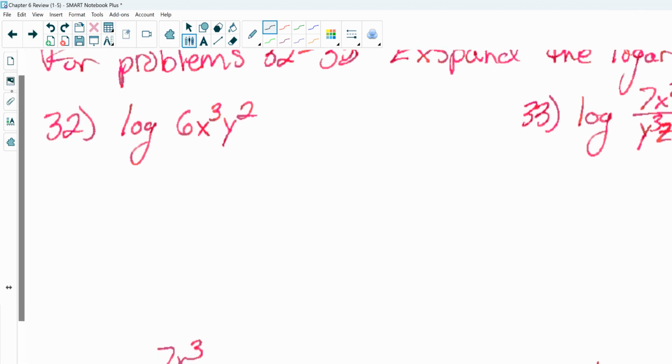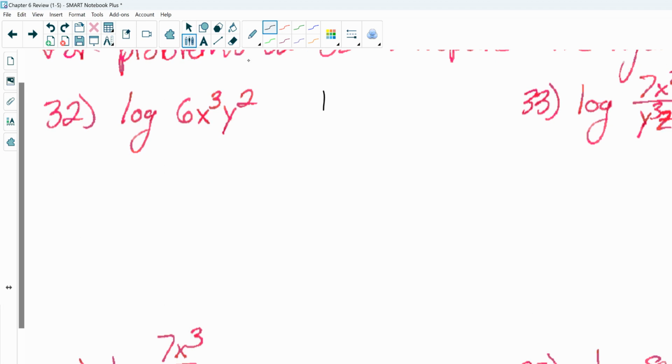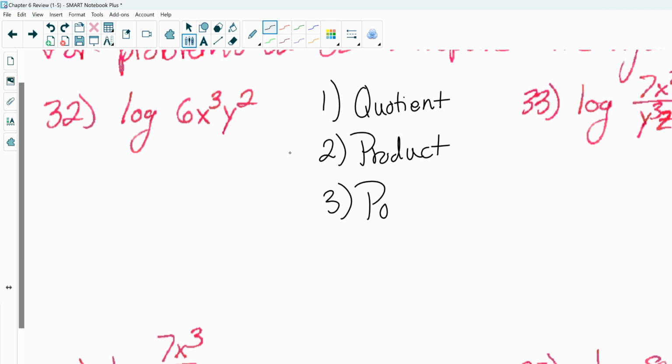Problem 25, 32 through 35. Expand: quotient, product, power. This is the order in which we expand: our division, our multiplication, and then our exponents. And we do it in that order.